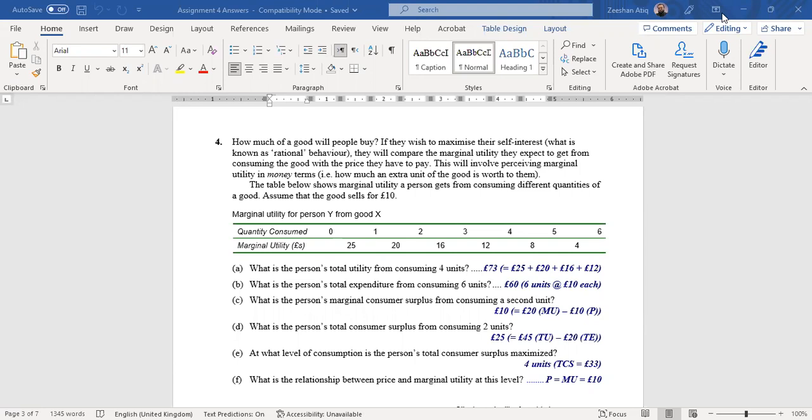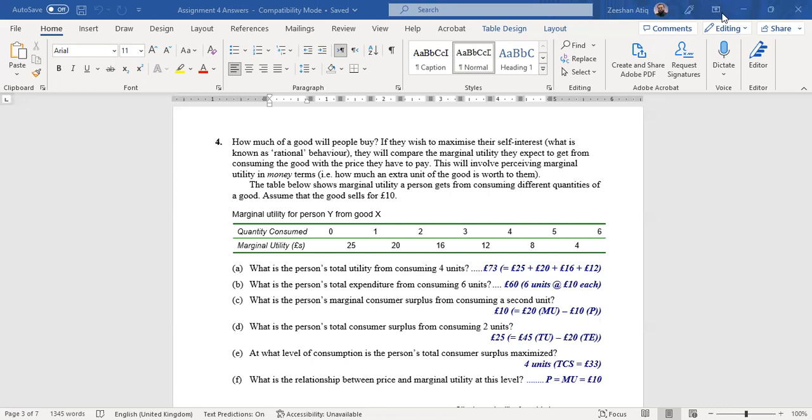In this particular lecture, we are continuing the solution of the workshop related to utility. The question here is, how much of a good will people buy if they wish to maximize their self-interest? According to economics, self-interest is the behavior of maximizing your own utility. So that's basically what we are trying to find out. For example, how will you be maximizing your self-interest? In this particular case, how will you be maximizing your total utility?